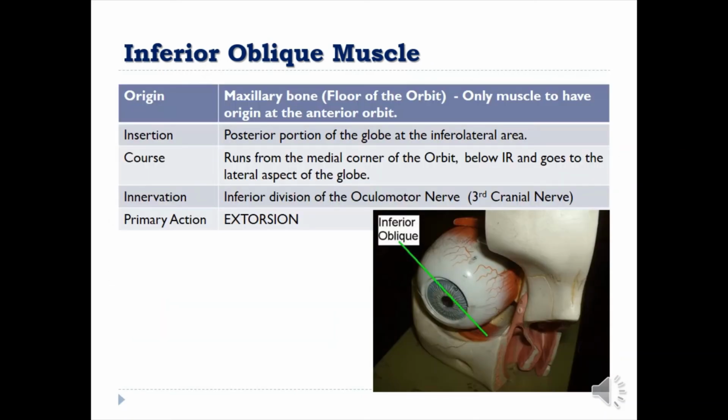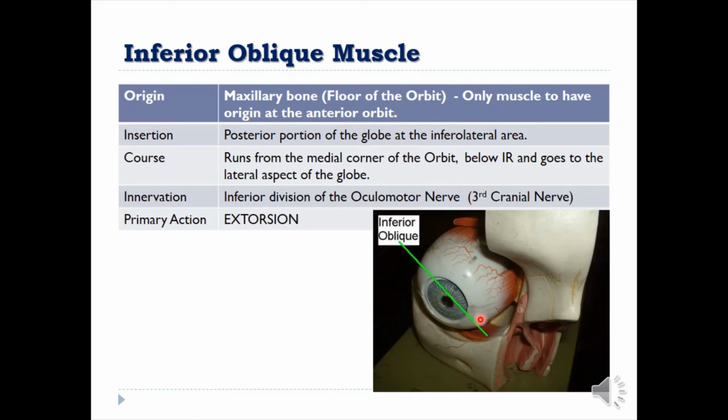We're coming to the second oblique muscle, that is the inferior oblique muscle. So now we already understand why we call it an oblique muscle, isn't it? Now, where is this inferior oblique muscle originating from? It is originating from the maxillary bone. Now do you remember the maxillary bone? This is the maxillary bone, that is the floor of the orbit. And it is the only muscle to have its origin at the anterior part of the orbit.